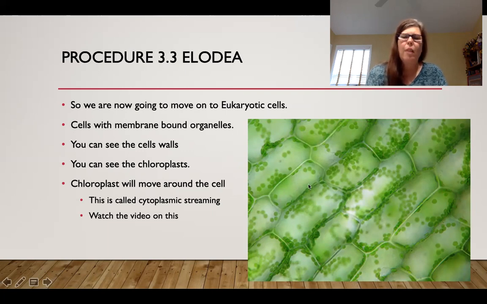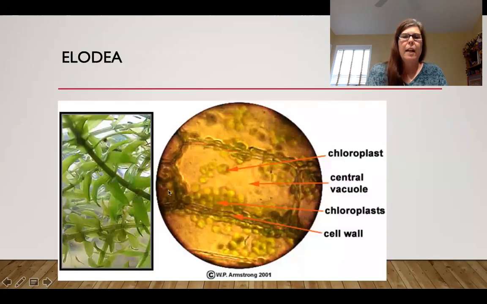So they'll move around. That's called cytoplasmic streaming. And we do have a video for you to watch on that phenomenon. And then here's what the plant would look like. So it's an aquarium plant called Elodea that we would have looked at. So you would have pulled a leaf off of it, put it on a slide, and then you would have seen all these neat things.